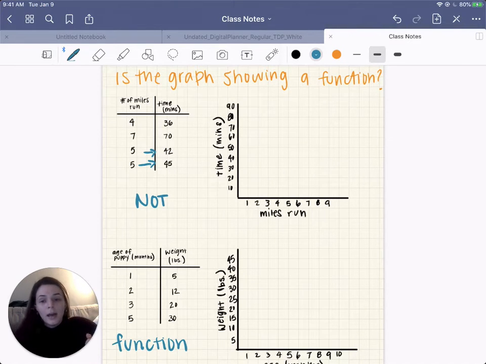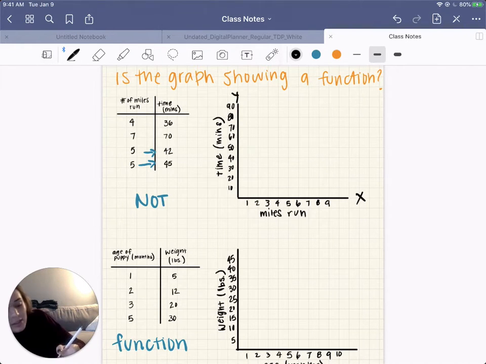Okay, now anything that has an input and an output, I can put on a graph. So the input is always going to be on the x-axis, and the output is going to be on the y-axis. So this time on the x-axis, or the horizontal part of the graph, we're measuring miles run, and on the y-axis, or the vertical line on the graph, we're measuring the time that it took.